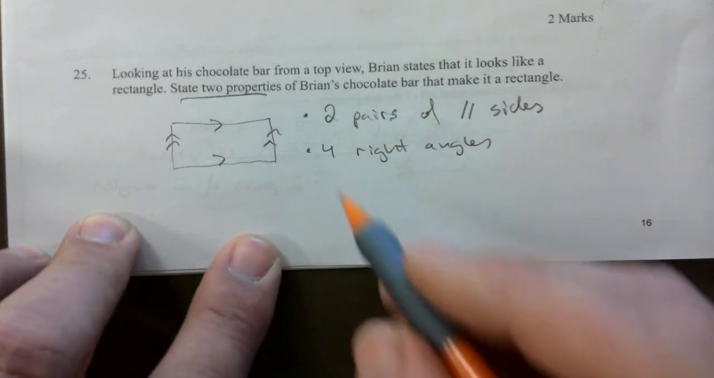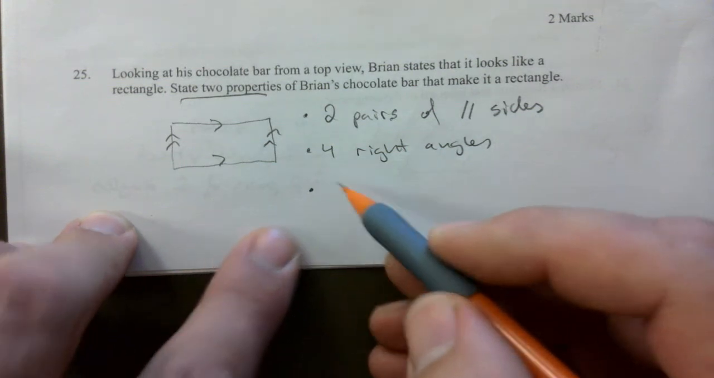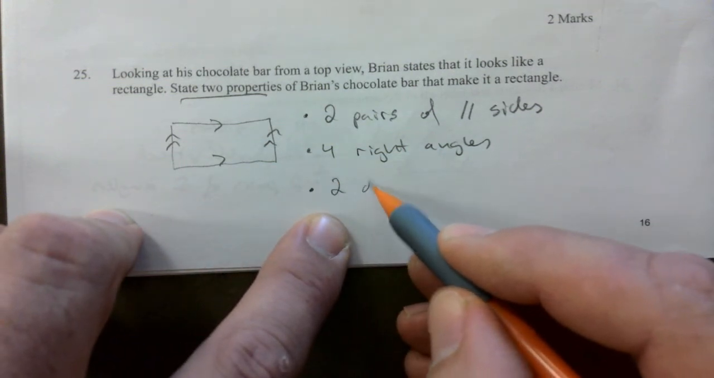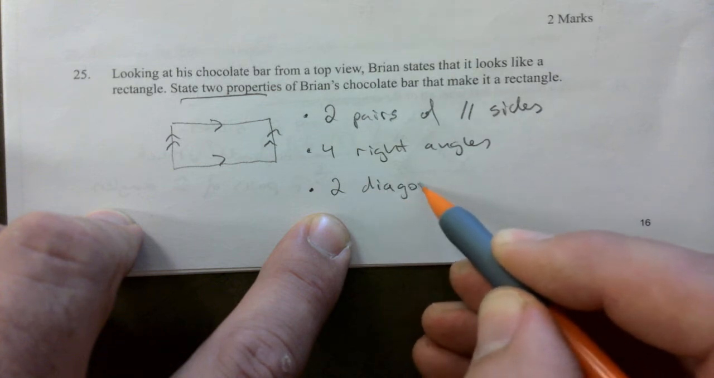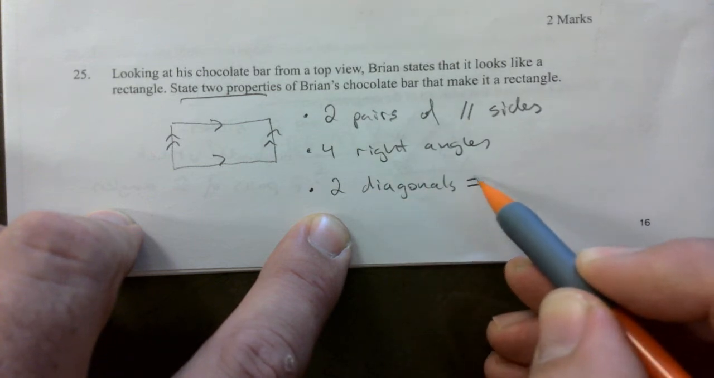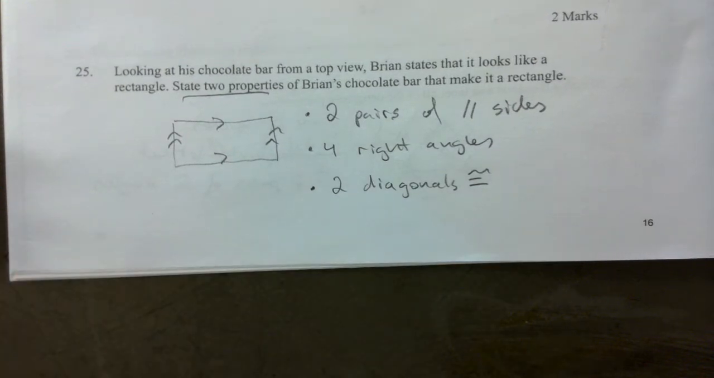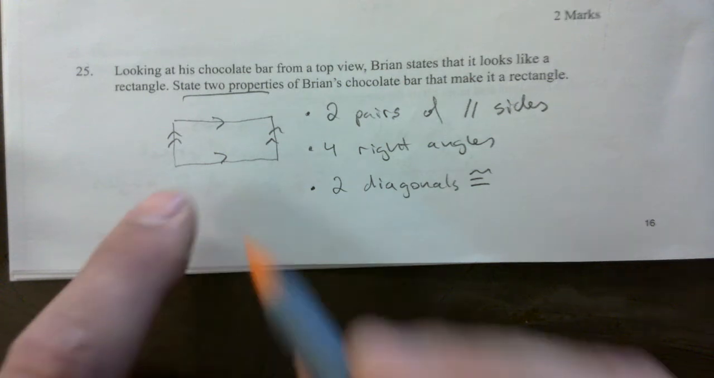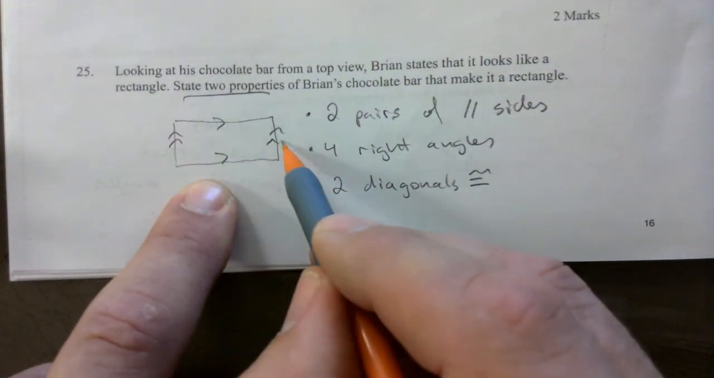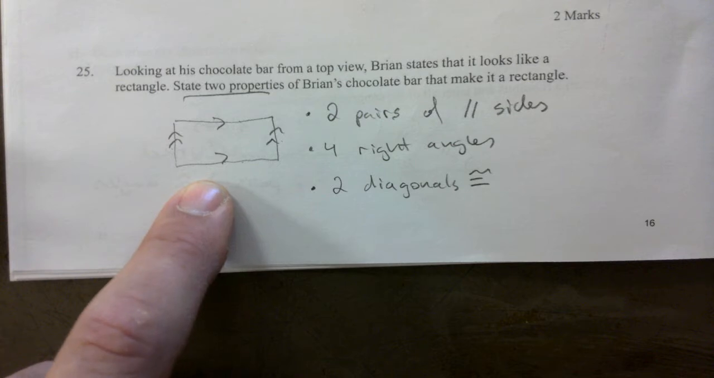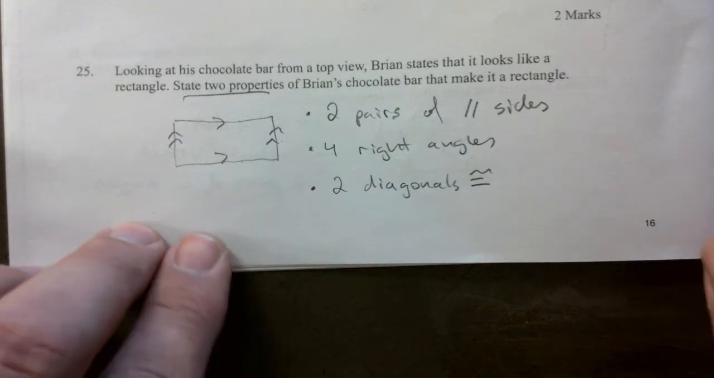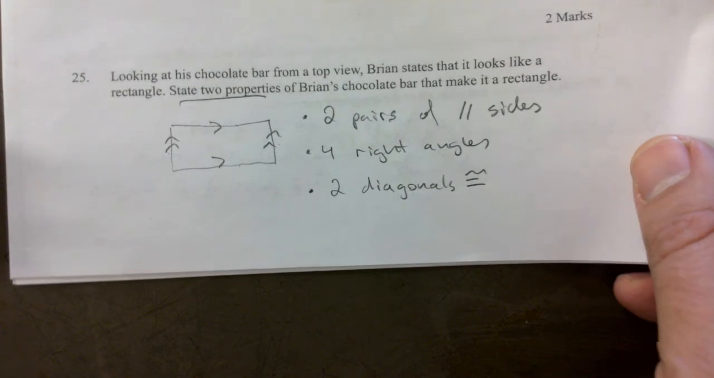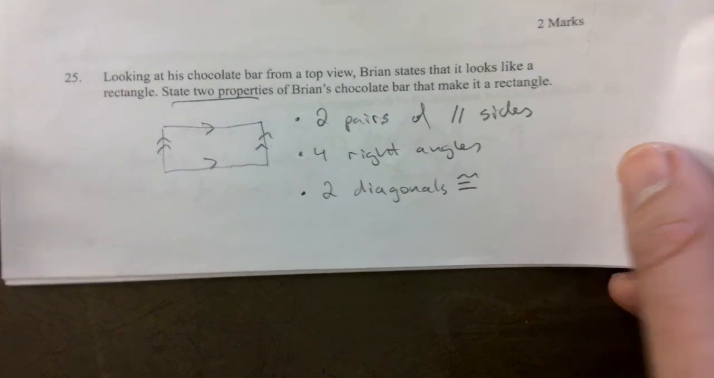That's good enough, right? You can say that the diagonals are congruent, right? That they go across this and they're the same length. What else can you say? You can have two pairs of congruent sides, right? You can say that too. And so that's basically all you need to do there. Back side.